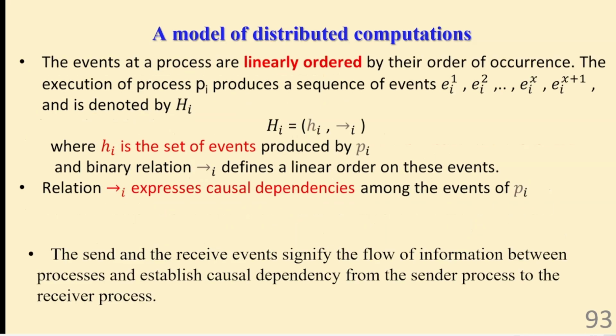Then the next part, where you should know that all the events in a process will be linearly ordered. How? First event 1 will occur, then event 2 will occur, then event 3 will occur, etc. In a process, we cannot say first event 3 occurs, then event 1 occurs. We cannot tell like that. It will just go in that linear order itself. And H_i is the set of events which is produced by process Pi. And this relation expresses causal dependencies, which we will be learning.